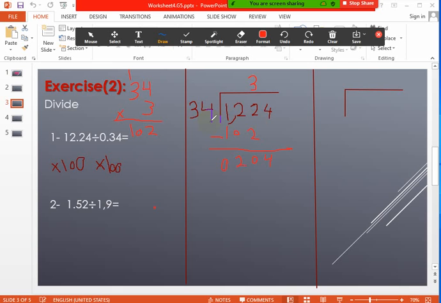I told you, you have to think about a number. Now, you can think about a number. If you multiply it by 4, it will give you 4 in the ones.